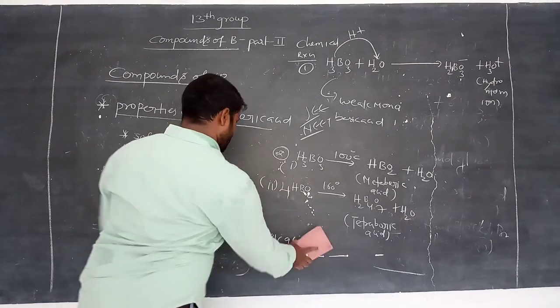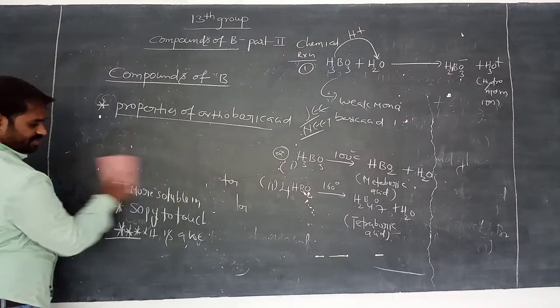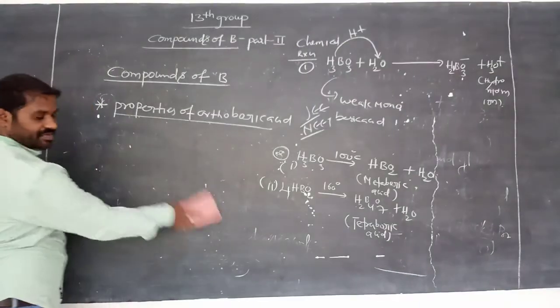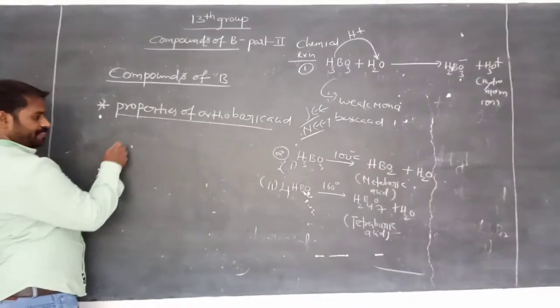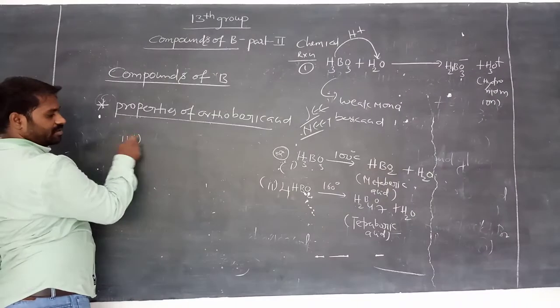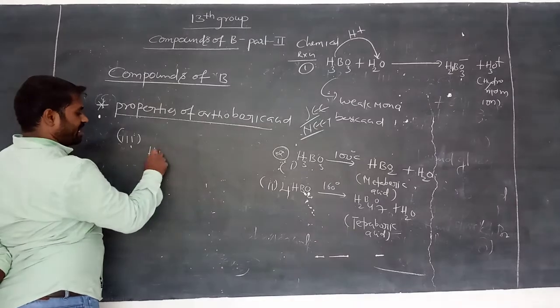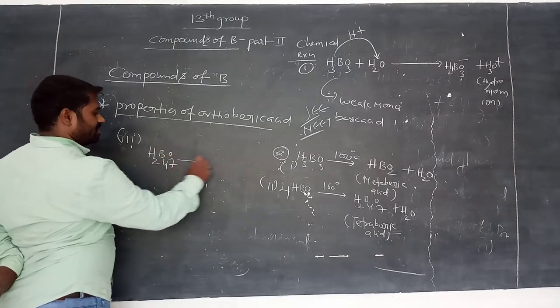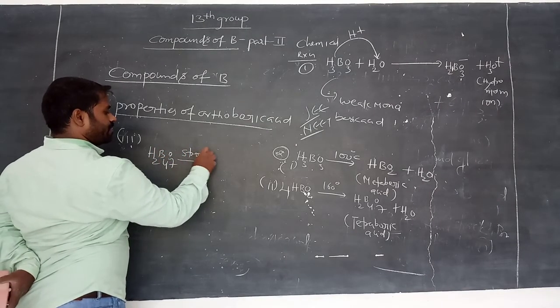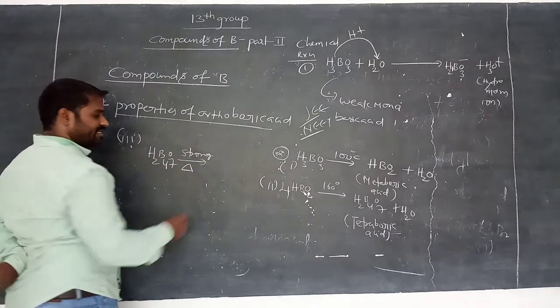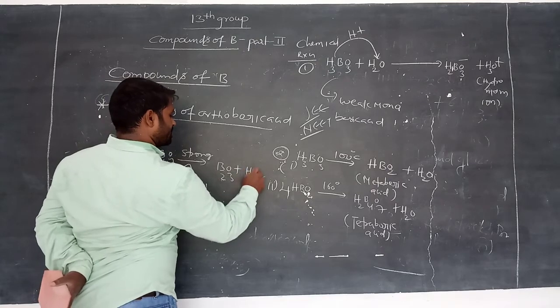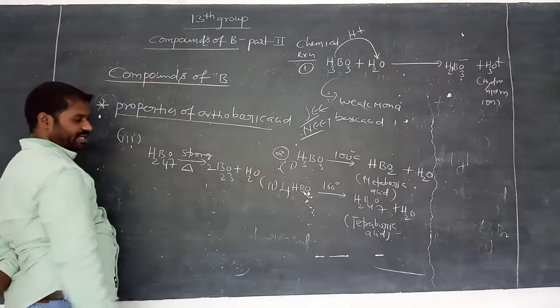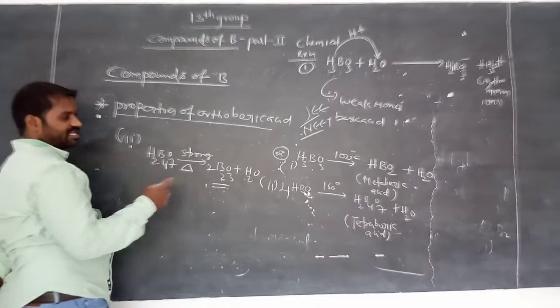And what about the third step here? That's the third step. This tetraboric acid, on strong heating, gives B2O3, boric anhydride, and water. Okay, boric anhydride is produced. These are the chemical reactions.